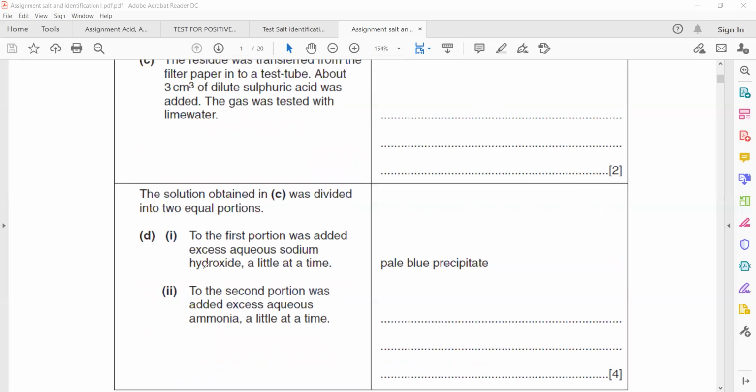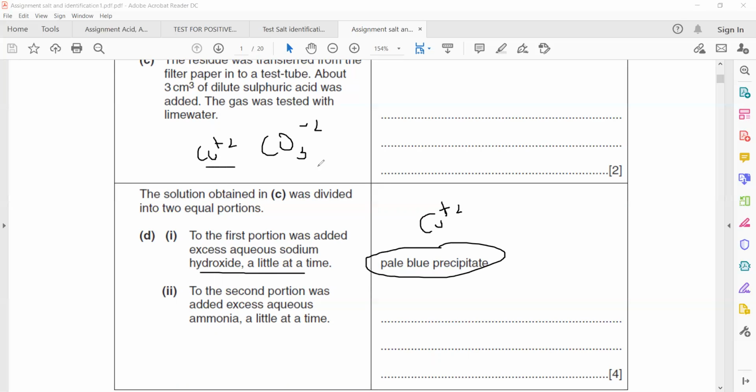If you add sodium hydroxide and observe a blue precipitate, this confirms that this salt contains copper 2 ion. So there is carbonate also, the negative ion is carbonate and the positive ion is copper 2. Basically, this salt is copper 2 carbonate.